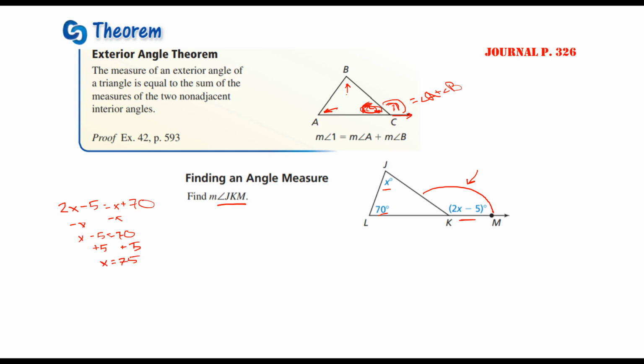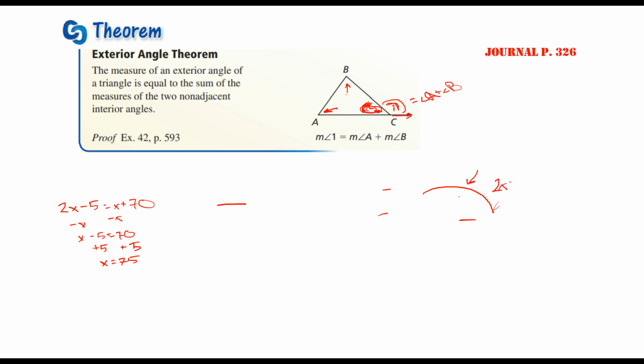Now that I've found x is 75, I would plug that in here to get it. So 2 times 75 is 150. I'm just substituting for x with the number 75. Oh, I don't know how I lost all that. Well, we can at least use our brains here. 2x minus 5. I hope you guys got a good picture of that. And we get 150 minus 5 equals 145.